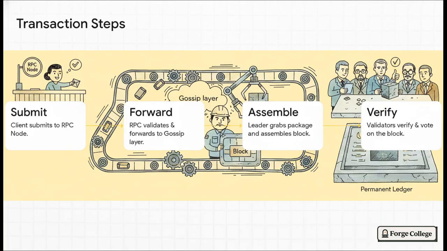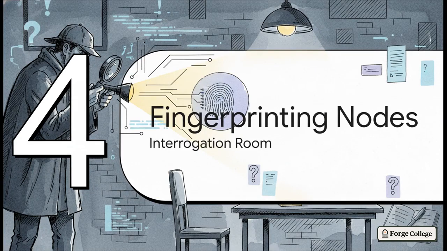And finally, step 4, that block is sent to the validators, the auditors, who carefully verify it, vote on it, and etch it into the permanent ledger. It's just a perfectly streamlined, beautifully compartmentalized process. Section 4, fingerprinting nodes. Welcome to the interrogation room.